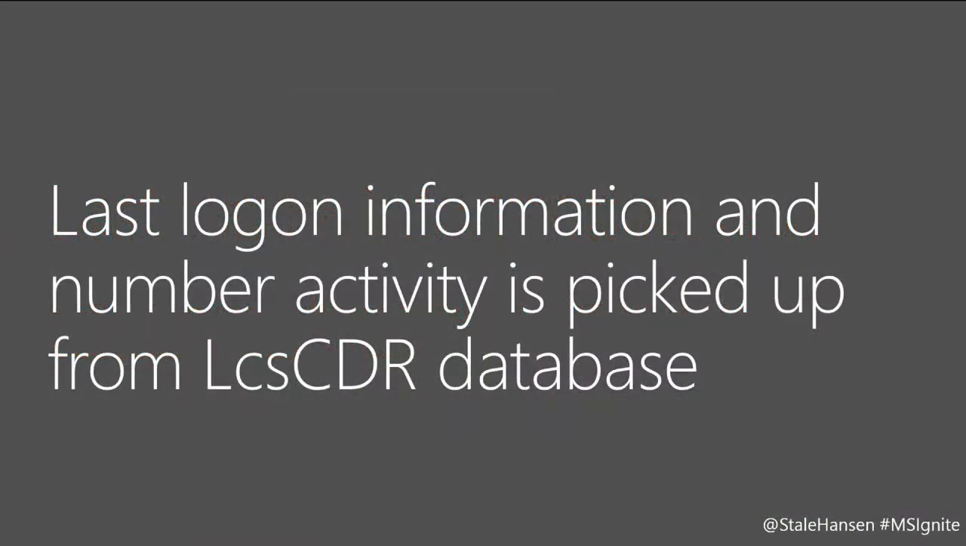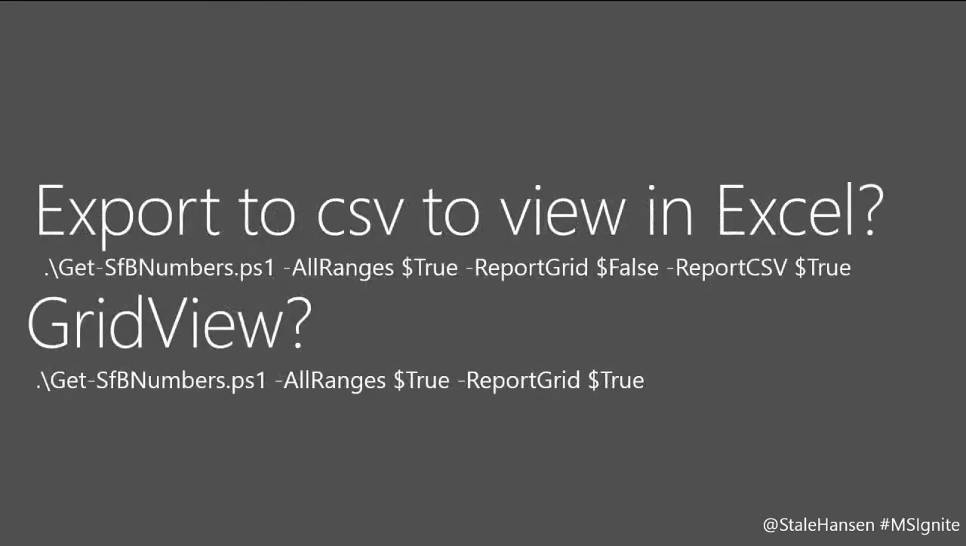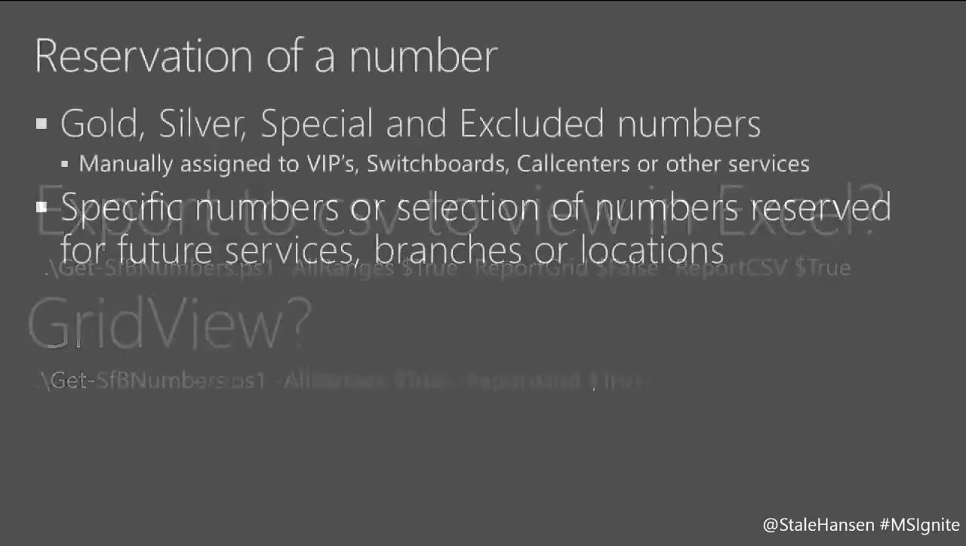So last logon information and number activities are picked up from the CDR database, and I'm sure there's a lot more cool information in there as well that we can use in order to put into this database we are building. If you want to export this information to Excel, of course you can do that. You can run Get-SFBNumbers with all ranges to true, and then report grid to false and report CSV to true. It will store under C:\reports folder. You can also output to grid view, of course, where you do all ranges and report grid. So there are different ways you can consume the information provided.